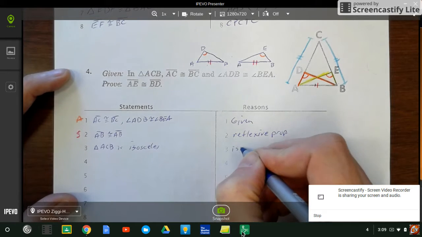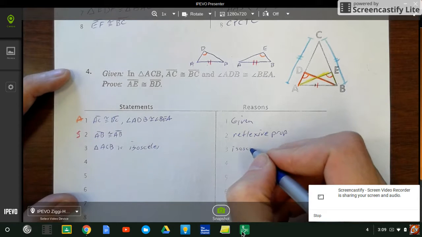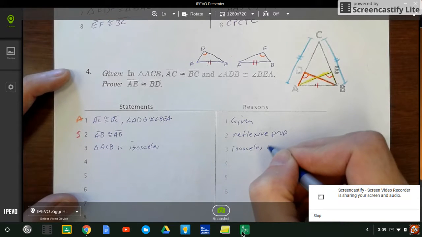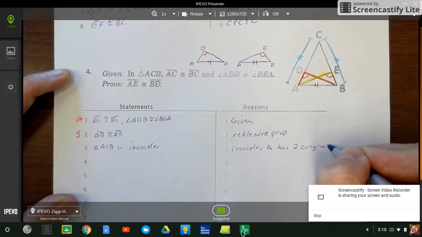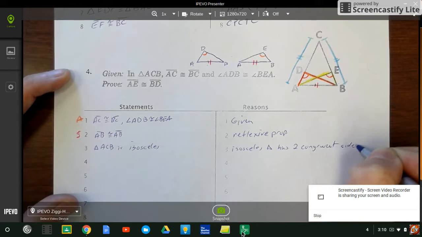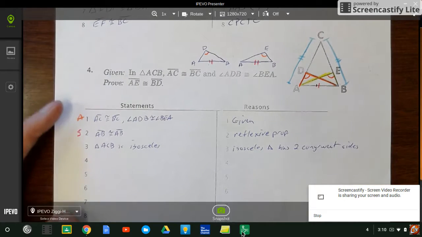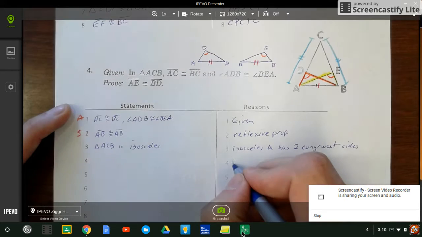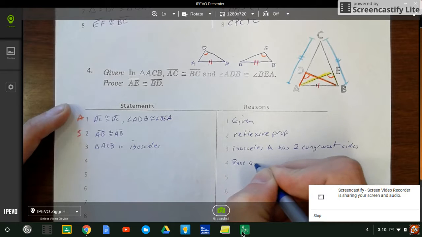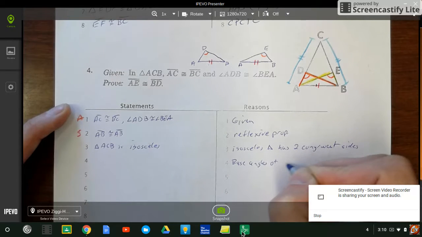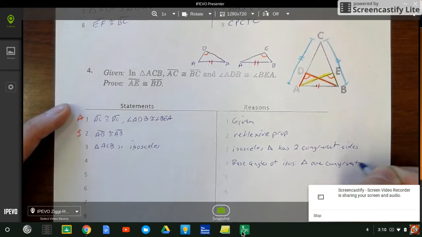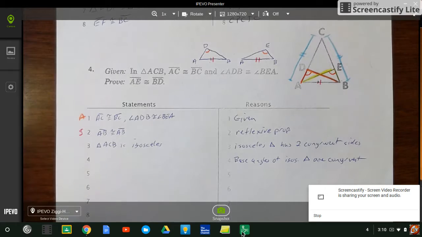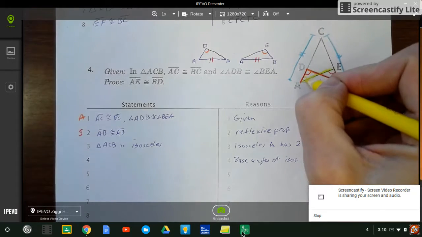because an isosceles triangle, I can't spell that word, has two congruent sides. Now, once I know it's isosceles, I know that the base angles of an isosceles triangle are congruent. And the base angles will be the two big angles here. So it's that whole angle.